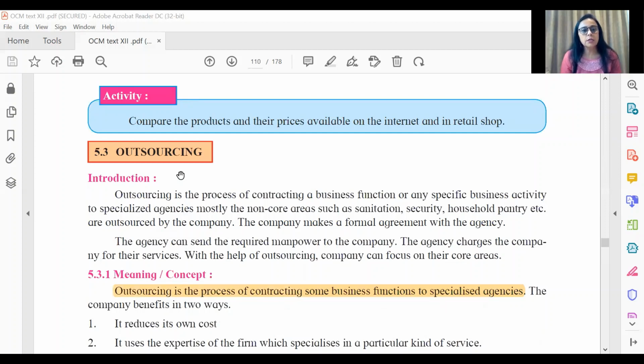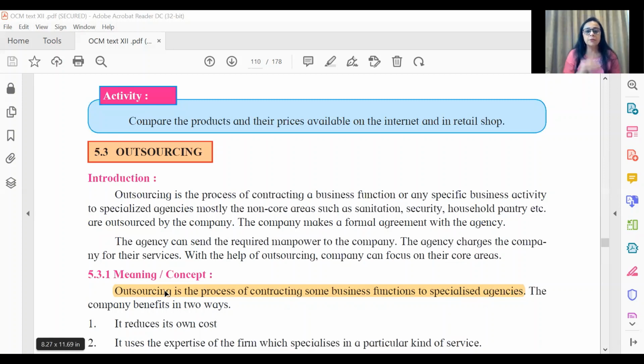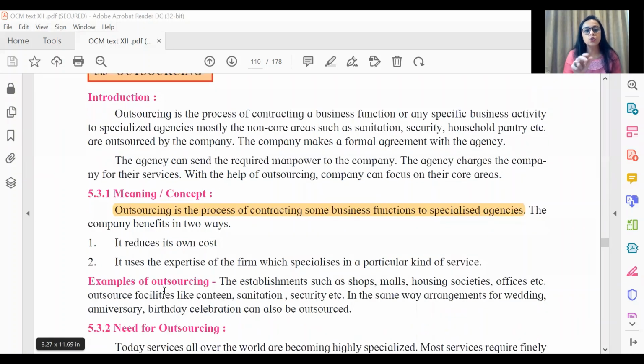Now the part of this chapter on outsourcing. If you see the September paper, you'll be surprised. The very first question which appears in the paper is choose the appropriate alternative. This sentence has been given, the options are given, and the answer is outsourcing. However, the same question paper also had a 2-mark explain the term or concept on outsourcing.